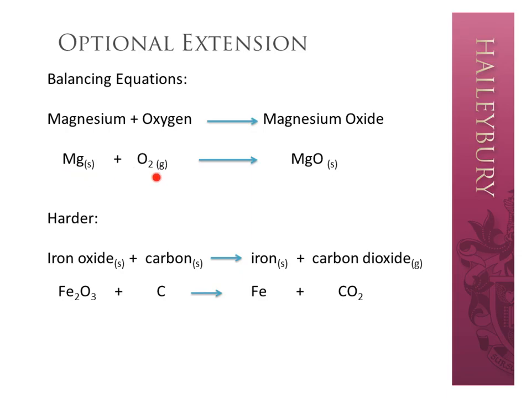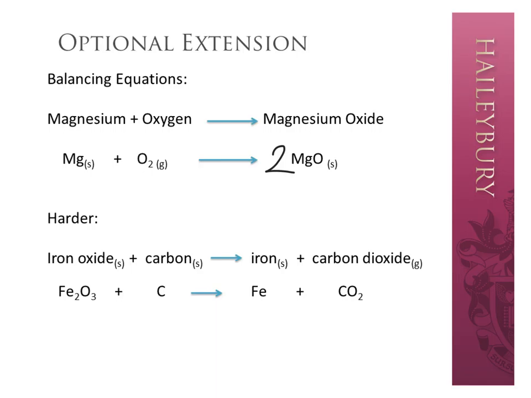There are more atoms: there are 3 atoms on the reactant side, and there are only 2 atoms on the product side. This is an unbalanced equation. We need to make it balanced. To do this, we start by looking at the oxygens. We've got 2 oxygens on the left, and on the right we've only got 1. To make 2 oxygens, we can put a 2 in front of the compound magnesium oxide. This gives us 2 oxygens, but it also gives us 2 magnesiums.